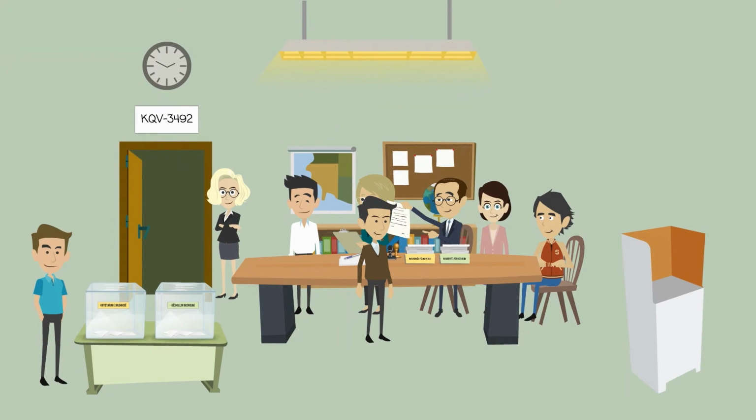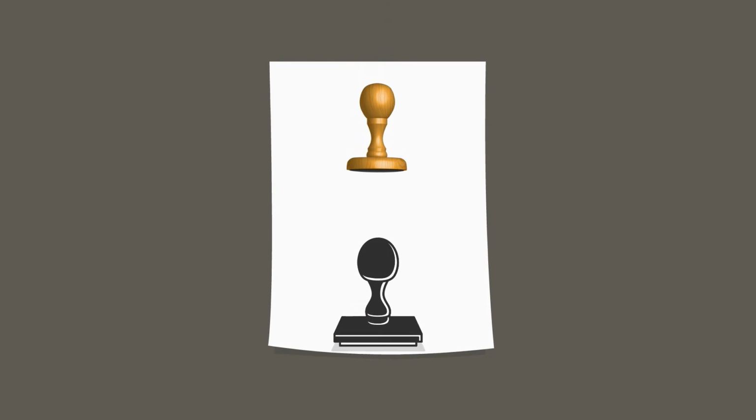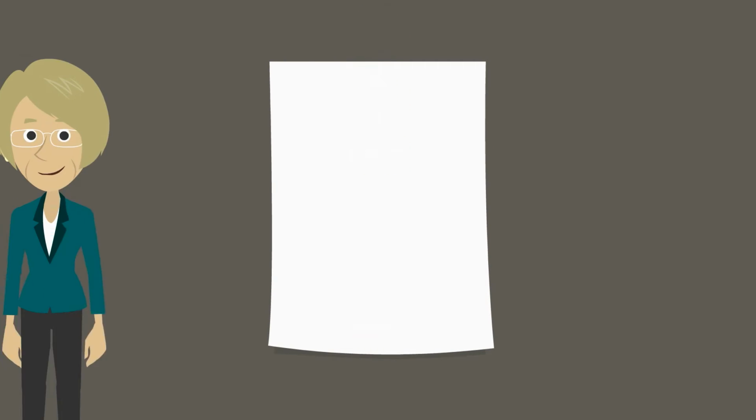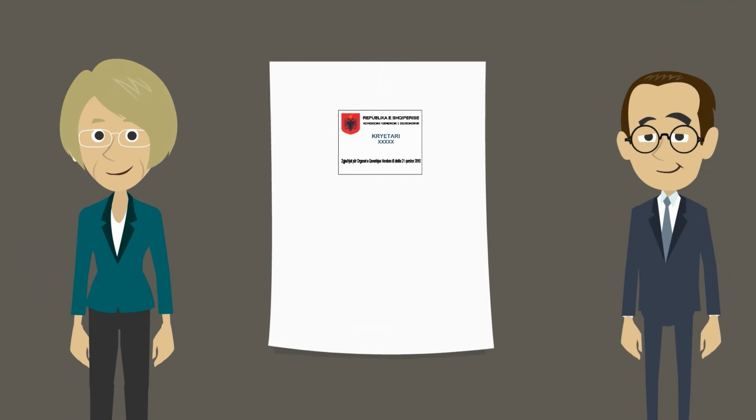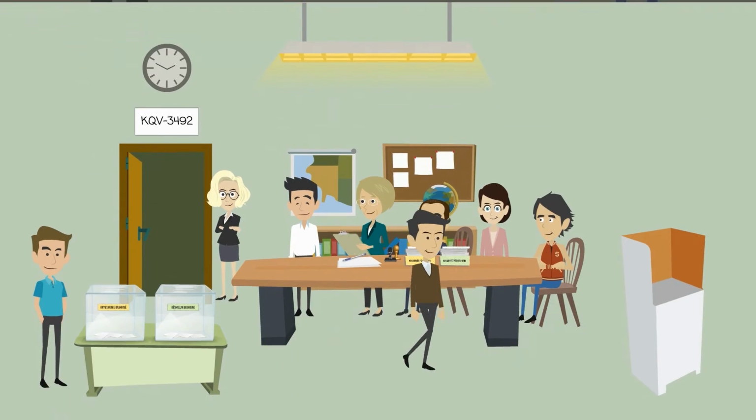A voter will then be issued 2 ballots by the secretary, one for mayor and one for municipal council. Before giving the voter ballots, they must be stamped twice on the reverse side, once by the chair with the chair stamp, and once by the secretary with the voting center stamp.